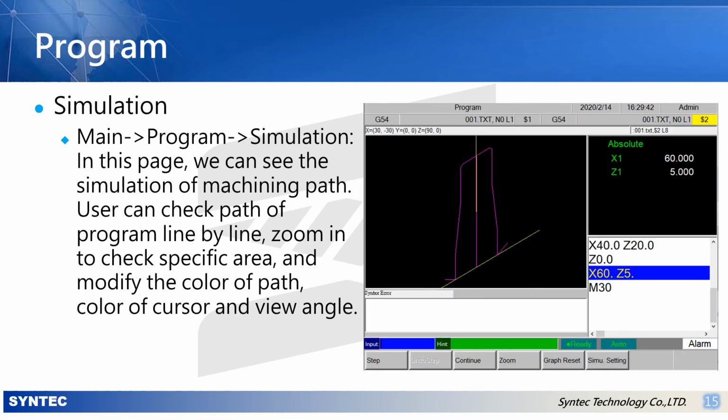Press F2 Program on the main screen, then press F7 Simulation to view the machining path of this program. On this page, the user can check the path of the program line by line, zoom in to check a specific area, and modify the color of the path, color of the cursor and view angle.